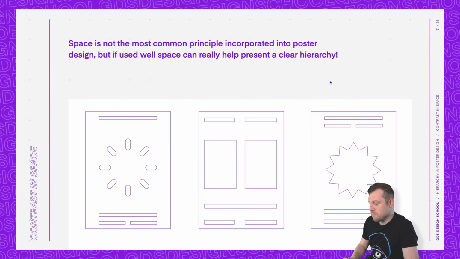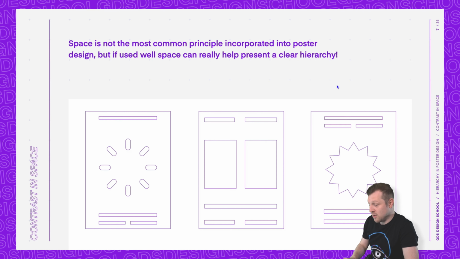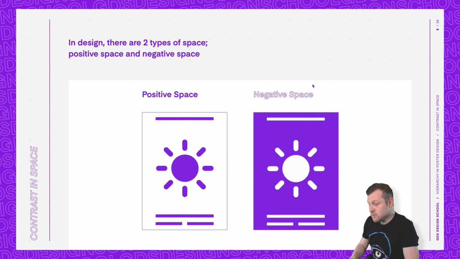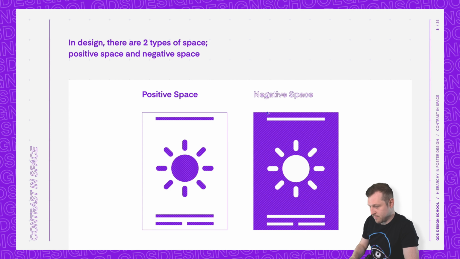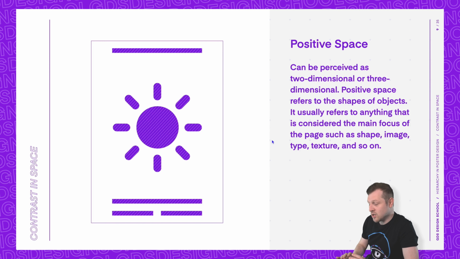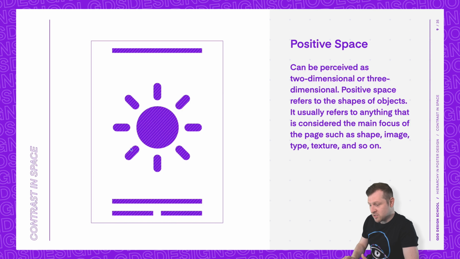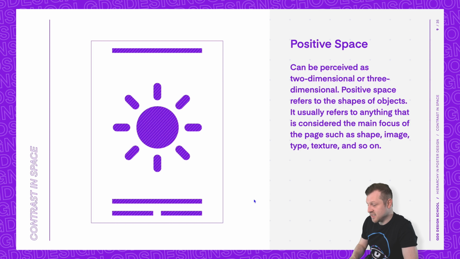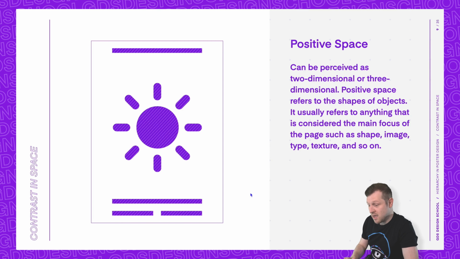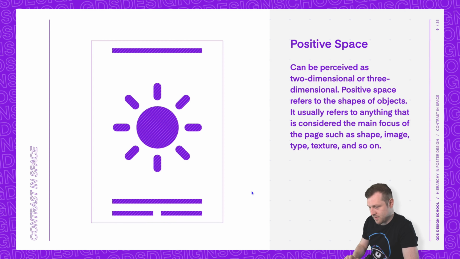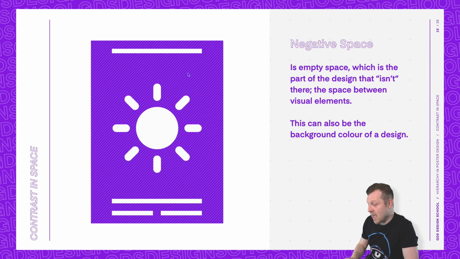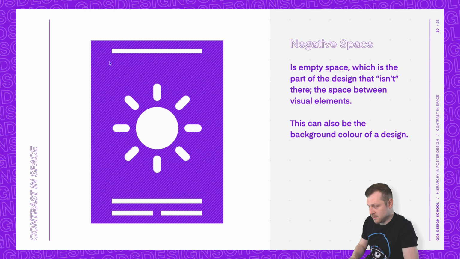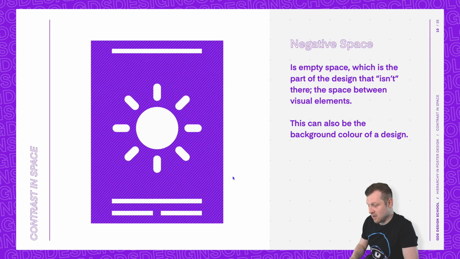Space is not the most common principle incorporated into poster design, but if used well, space can really help present a clear hierarchy. In design, there are two types of space: positive space and negative space. Positive space can be perceived as two-dimensional or three-dimensional. Positive space refers to the shapes of objects. It usually refers to anything that is considered the main focus of the page, such as shape, image, type, texture, and so on. Negative space is white space or empty space, which is the part of the design that isn't there, the space between the visual elements. This can also be the background color of a design.